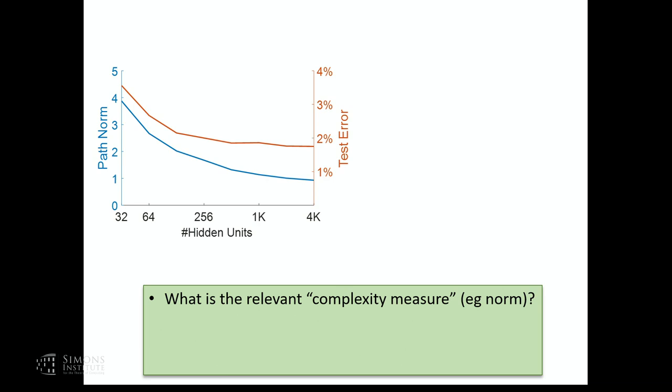We discussed in various ways that we can ensure generalization for networks, even when the number of parameters is much, much bigger than the number of training points. But the question we're going to ask here is a bit of a different question.